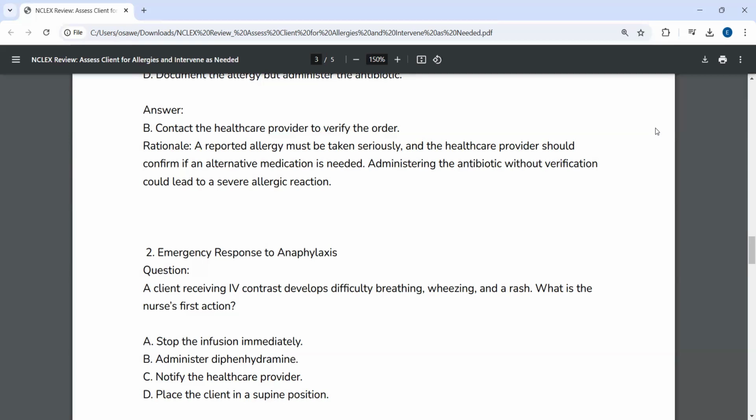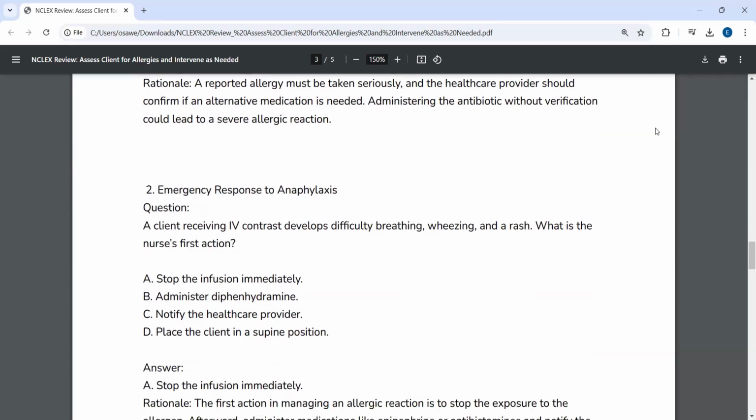And we know a patient is having wheezing, difficulty in breathing. Are we going to place that certain patient in a supine position? No. So the answer is A, guys.